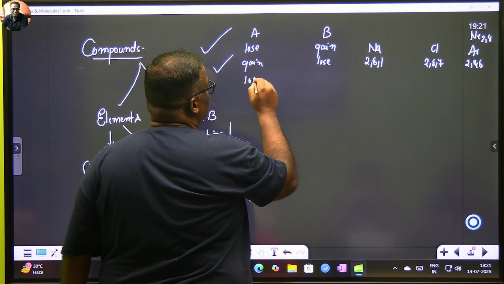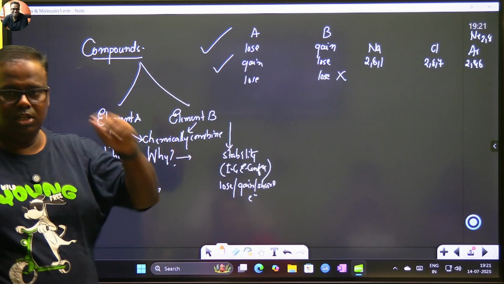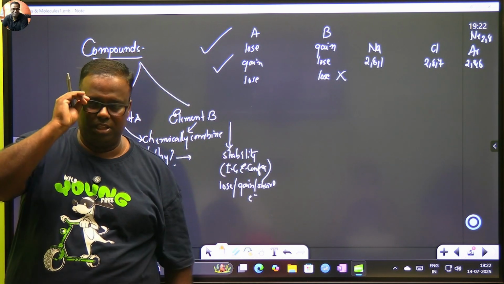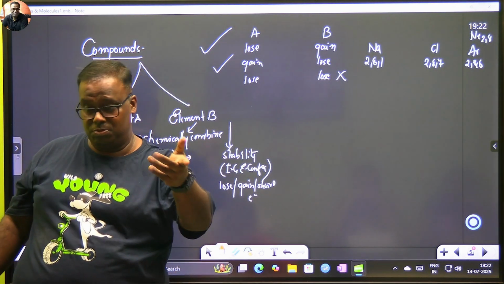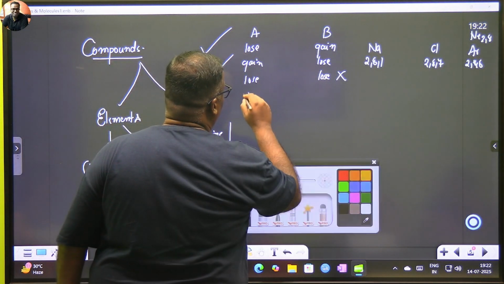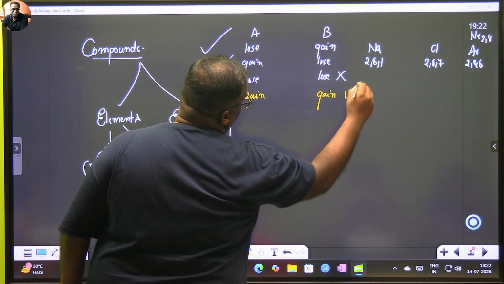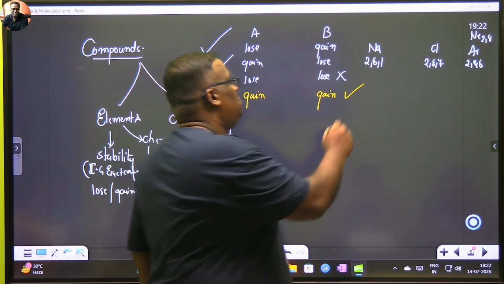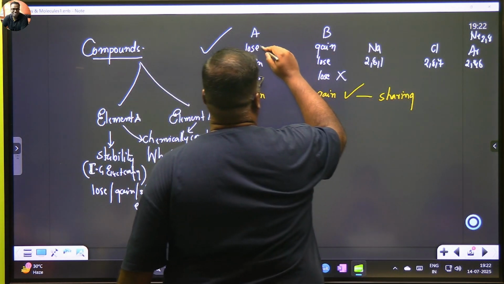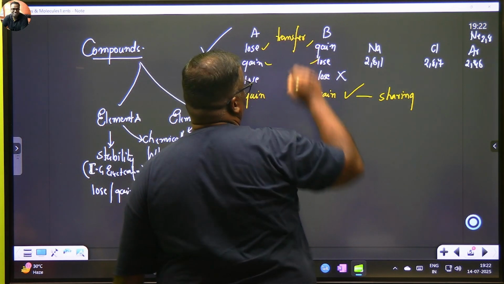A wants to lose, B also wants to lose. Nothing will happen. There is no common interest. Common interest means if I have released an electron, you have to pick the electron, or if I have accepted an electron, it must be that you have released the electron. Let's see the next one. The next one is quite more interesting. A wants to gain, B also wants to gain. In this possibility is there. This possibility will be by sharing. And these two will always be by transfer. Transfer means you have understood?